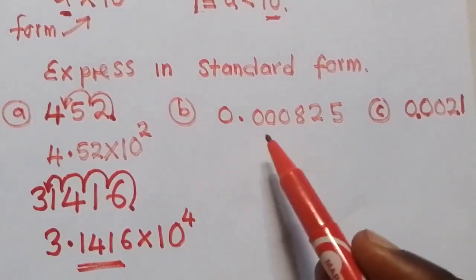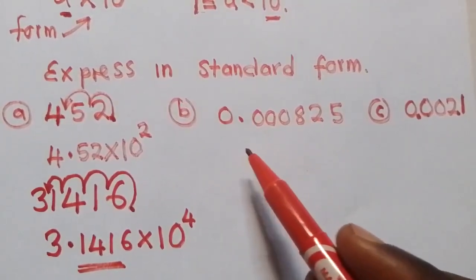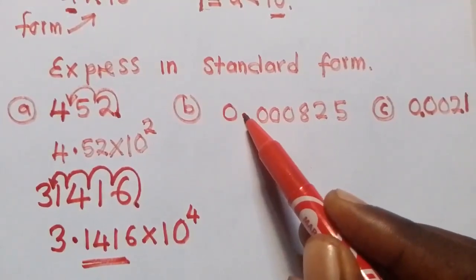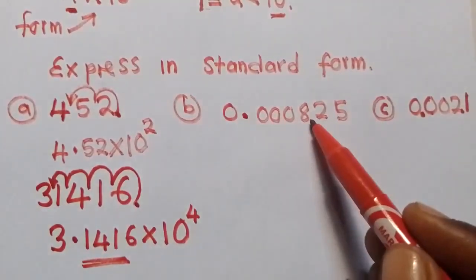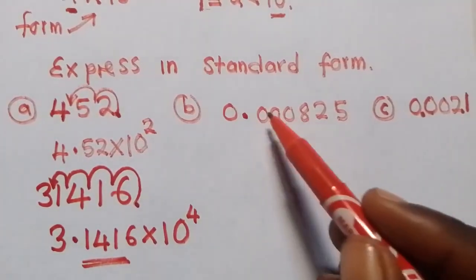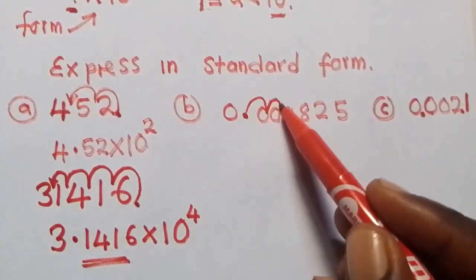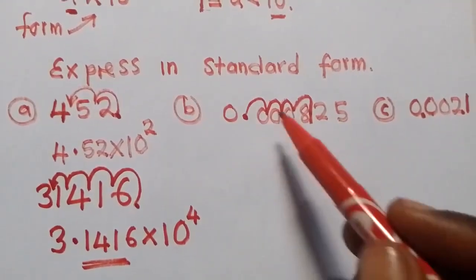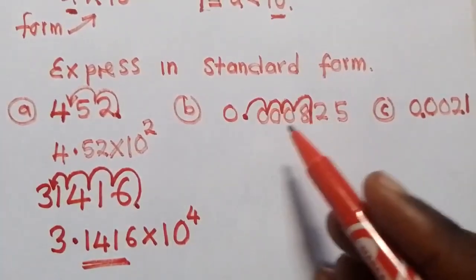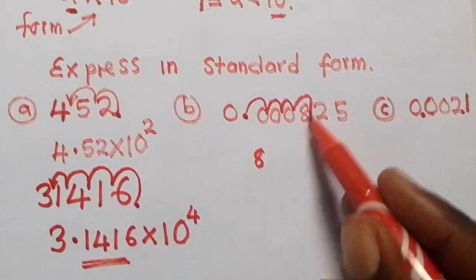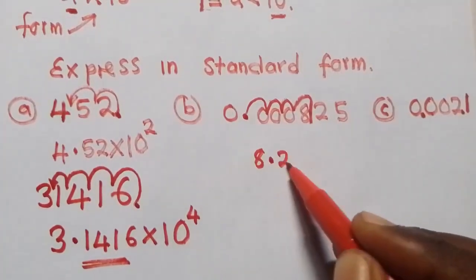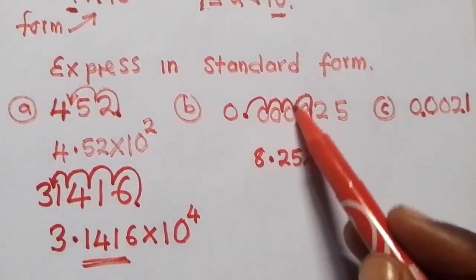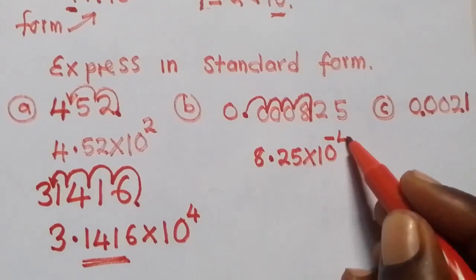So how can you express this one in standard form? You are going to move. See where the point is? You move until you find the first number there. How many steps? 1, 2, 3, 4. You found the first number, after 4 steps. So this is 8.25 times 10 to the power 1, 2, 3, 4, to the power negative 4.